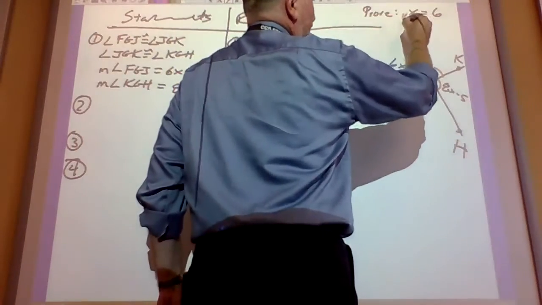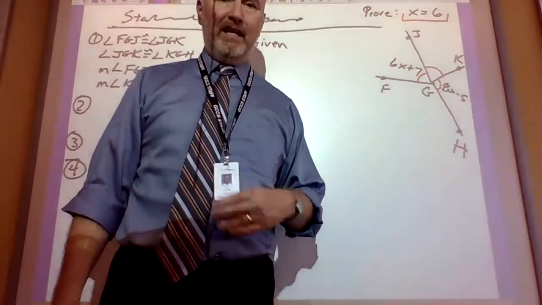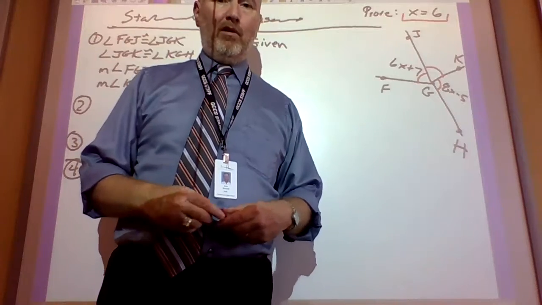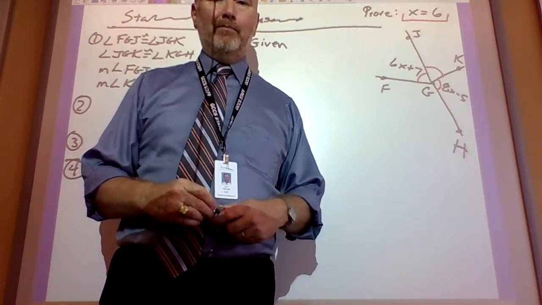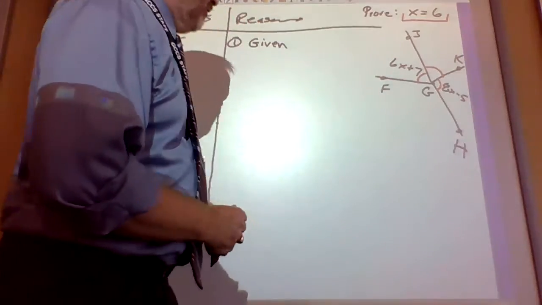And we're trying to prove that x equals 6. So if we don't get x equals 6, we did something wrong, all right? Or this is not a valid proof. And I'm not going to give you any of those. They always should work out.